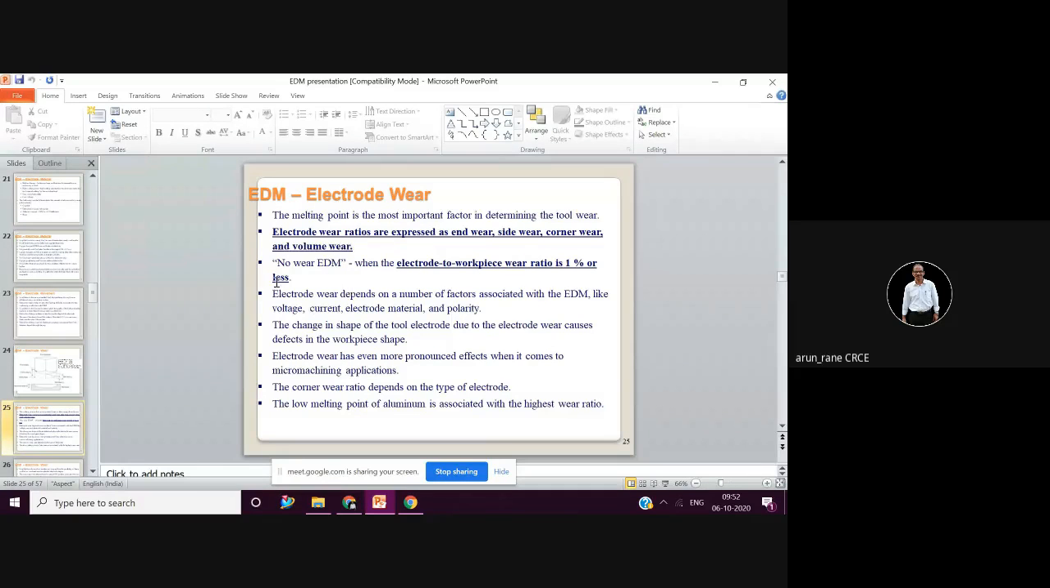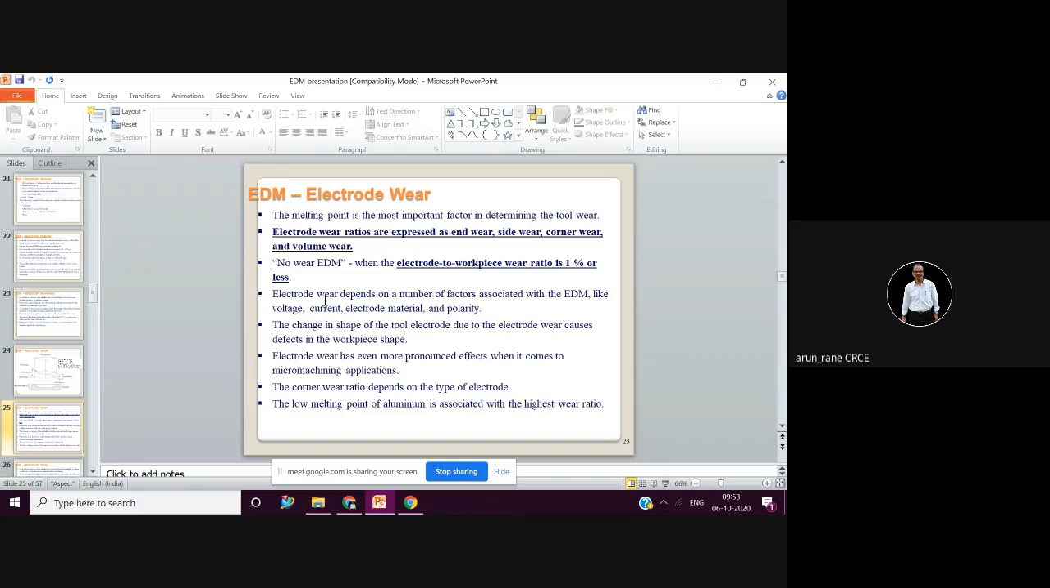There are some machines that market themselves as no-wear EDM. No-wear EDM means what? That the electrode to workpiece wear ratio is 1% or less. See, no-wear EDM doesn't mean that wear is zero. Remember, wear will always happen, but it is 1% or less.